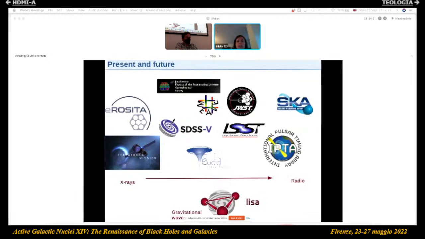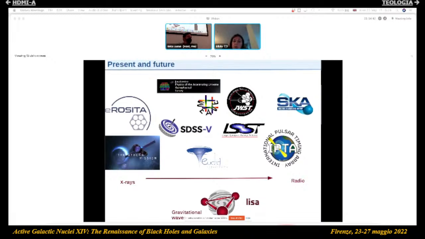Okay, so let me start with a little bit of motivation. This is a compilation, of course not complete, of very large projects that currently or in the near future, or far future actually for some of them, are observing or will observe a large number of accreting black holes or merging black holes, from X-rays to radio, and even the new multi-messenger channel with gravitational wave detection. They will deliver a lot of new data on black holes across many different redshifts, and black holes of different masses, from supermassive to intermediate mass black holes.